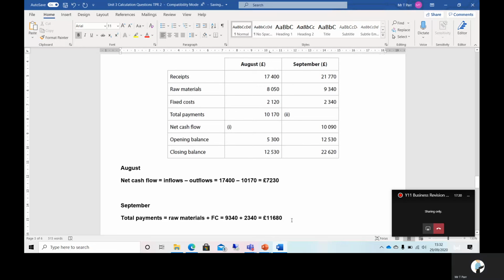Now, there is a way of checking it. Shall I show you? Yeah, I might as well, because you might find this complicated way a bit easier way of doing it.